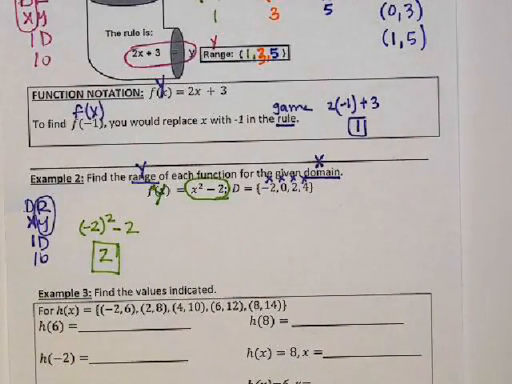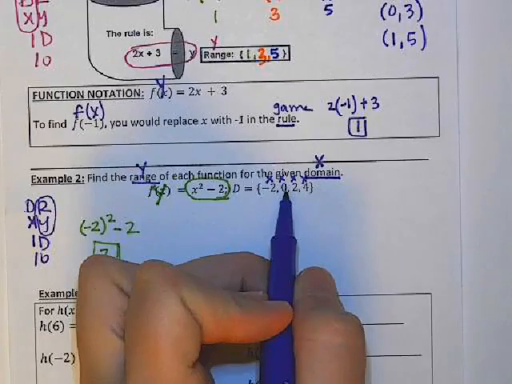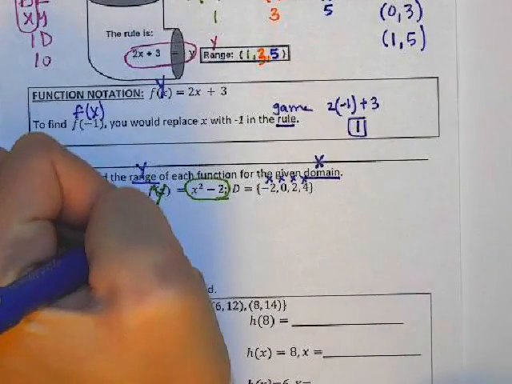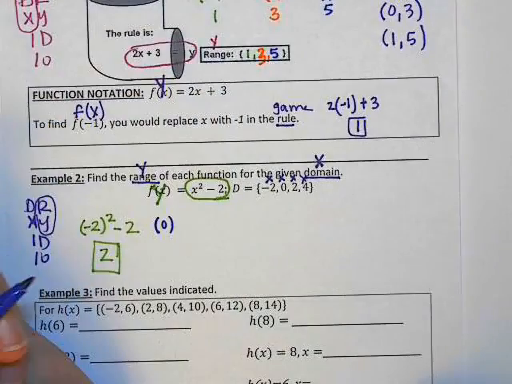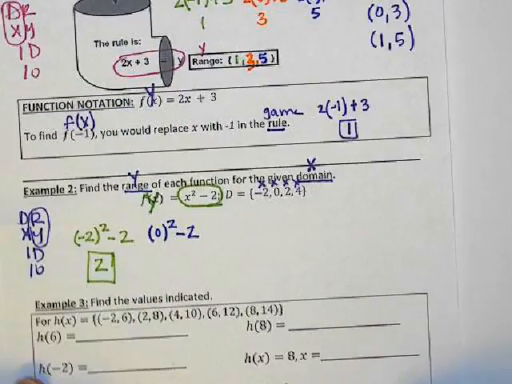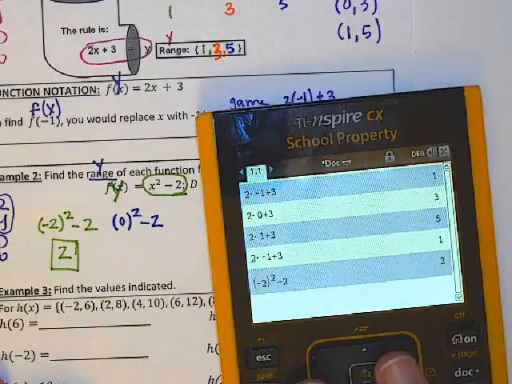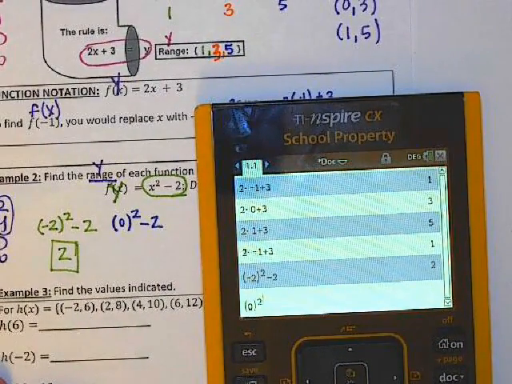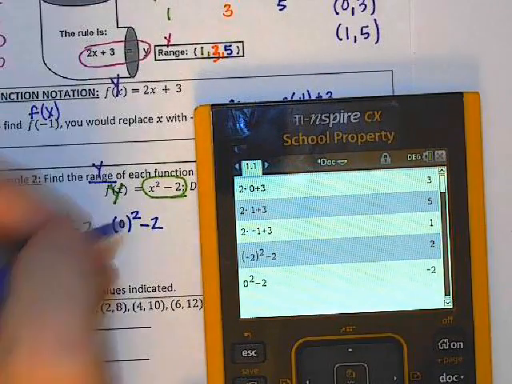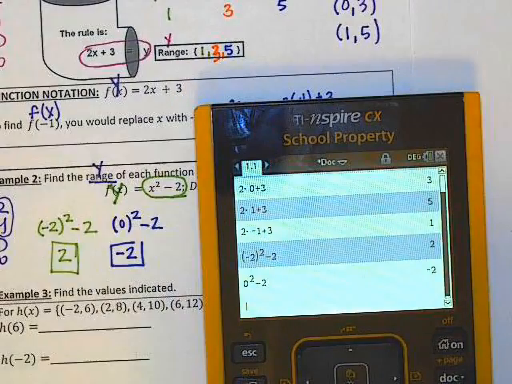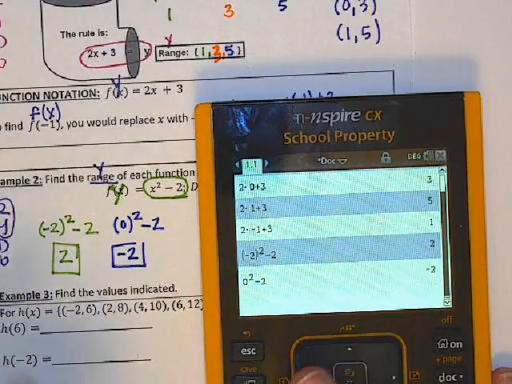Okay? So then I take my next x. I say, okay, 0, go sub x out of the game. So I take 0, I put parentheses around him, square him, minus 2. Now he's in the game. And I say 0 squared minus 2 gives me -2. So that's my next y. And I got to do this 4 times.